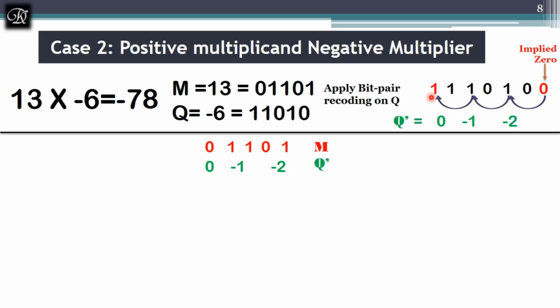Please remember to mention the sign of the new multiplier. Don't forget it, because if you forget it, then the answer will be different. You have to mark it, even though it's positive, you have to mark positive. If it is negative, you have to mark negative. Don't leave out the sign when it is Q dash.